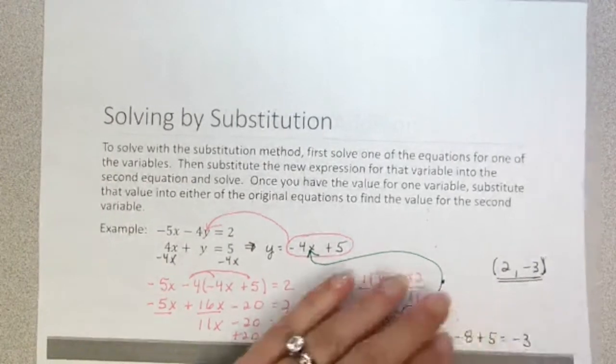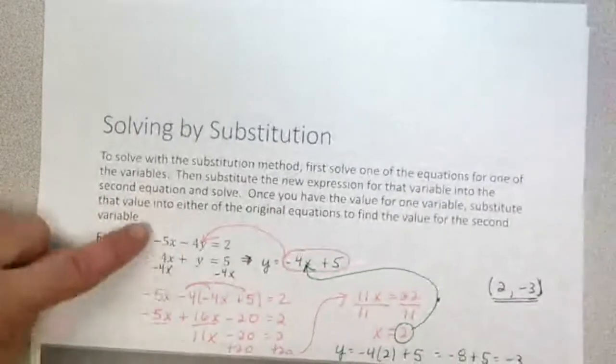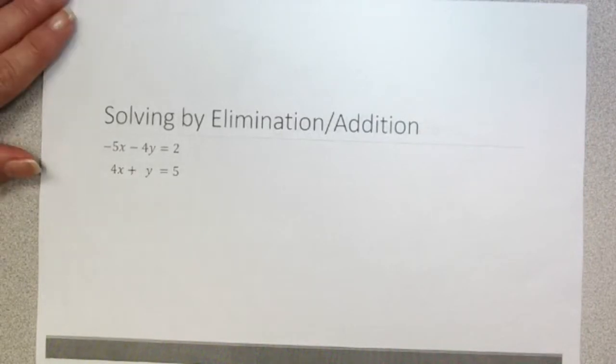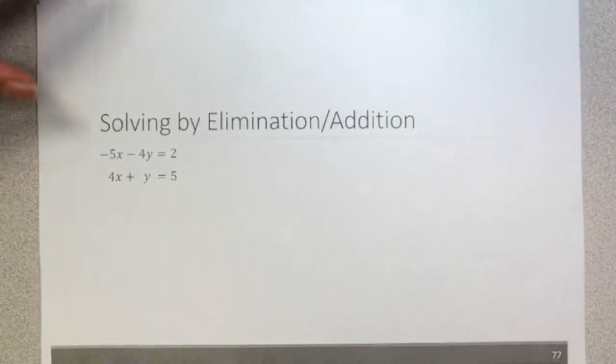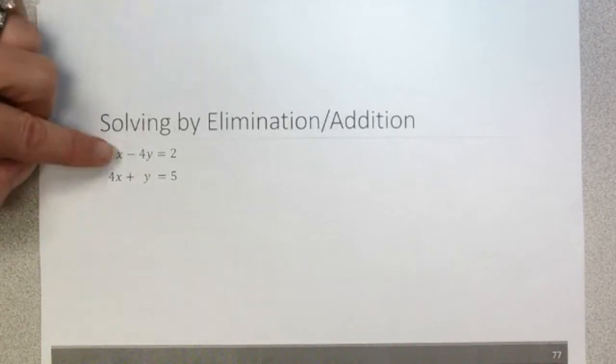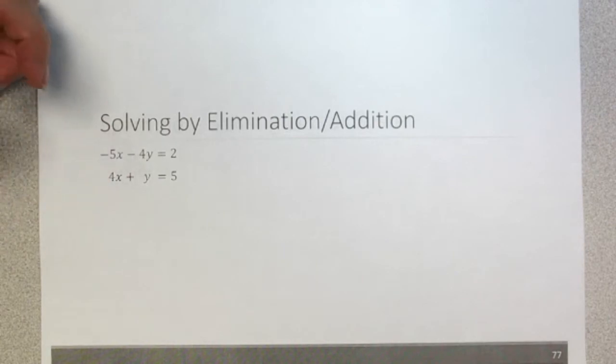The third method that we want to look at is the addition or elimination method. All right, let's look at the same system of equations, but let's solve it this time using the elimination or the addition method. With this method, our goal is to add the two equations together so that one of the variables adds out.